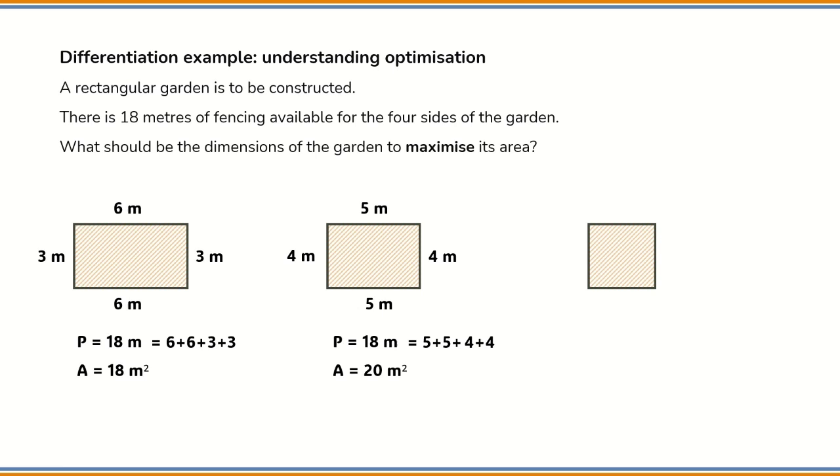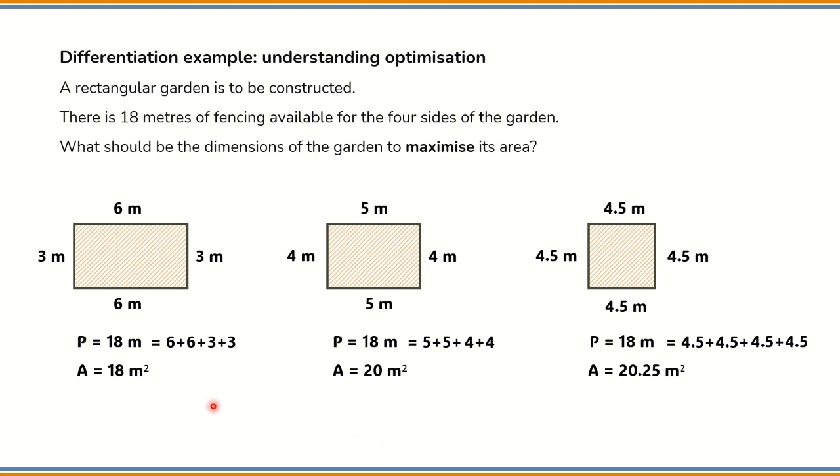I will continue with a different rectangle that has a shorter base. The perimeter is 18 meters, and now I have decided that the base is 4.5 meters. In this case, the other 2 sides need to be 4.5 meters. The area will be 4.5 times 4.5, which is 20.25 meters squared. So if I compare the area of these 3 rectangles, this one is going to have the biggest area. The rectangle with equal sides, which is a square.